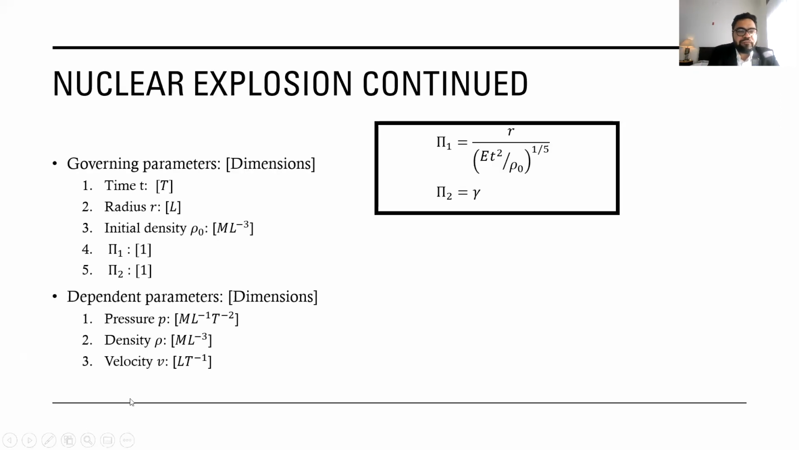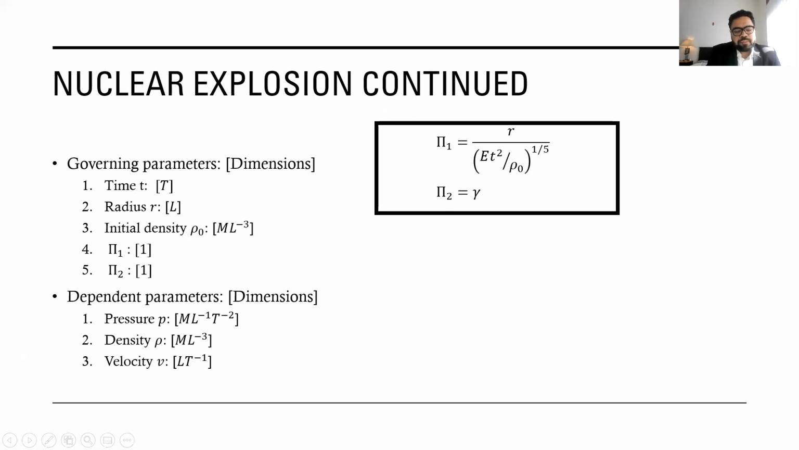And for that, we have to do another dimensional analysis with governing parameters and their dimensions as follows: time, t; radius, r, with dimension L; initial density, rho naught, with dimension ML^-3. And you have these pi1 and pi2 non-dimensional groups. So this is what you have right now. And here the dependent parameters are pressure, density, and velocity.